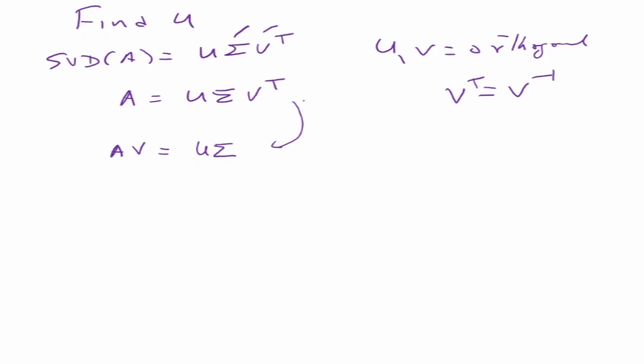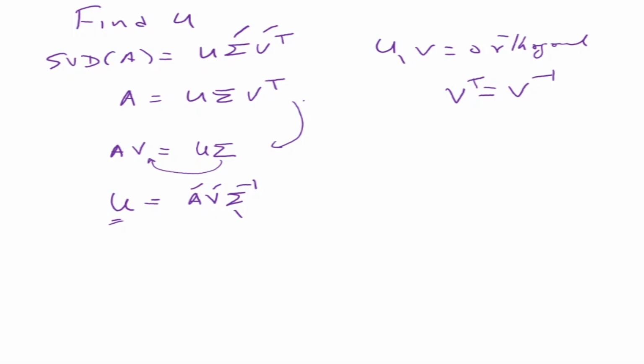Further, I'm looking for U, so I bring sigma to this side. U is equal to A V into sigma inverse. I know what the A matrix is, I know what the V matrix is, and I have also found the sigma matrix, so I simply multiply them out.